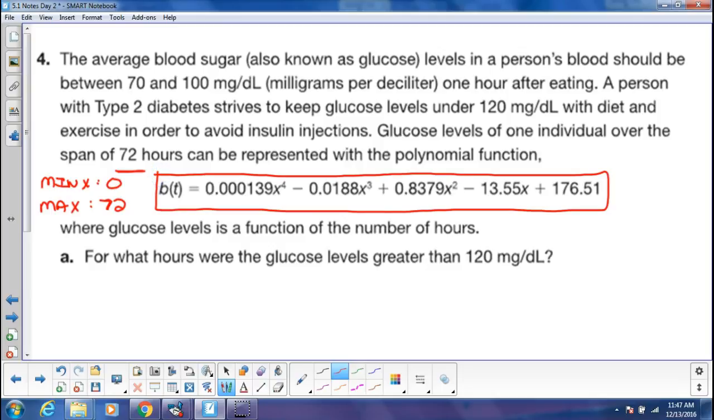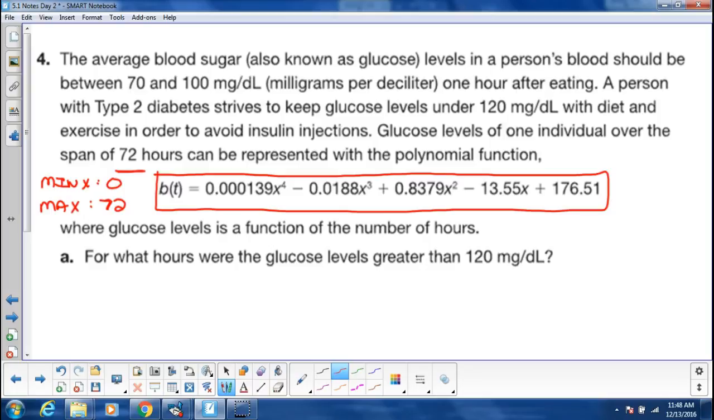Part A. For what hours were glucose levels greater than 120? So we would graph our function and we would probably do what? Which way would be best? Paco, Samson, Kaylee, what was the other guy's name? Which way is best in this particular case? Samson graphed 2 things. Paco graphed 1, combined them and graphed 1.